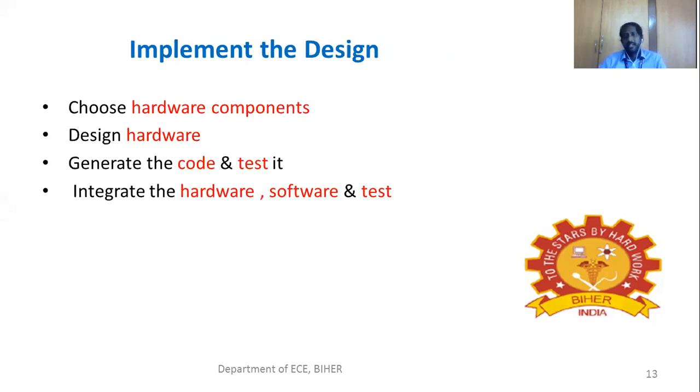So implement the design. For the final implementation based on the product, you need to choose the hardware components with specification, then design the hardware, generate the code and test it, integrate the hardware and software, and test. So first, we should choose the hardware components. First, you need to choose a particular microcontroller family. Which microcontroller is suitable for that?